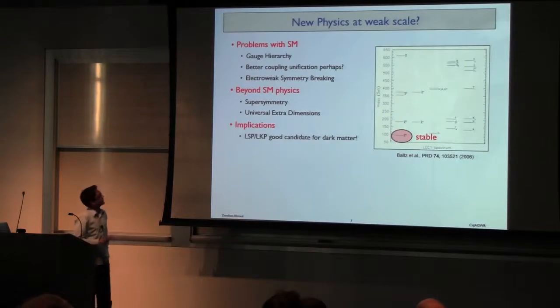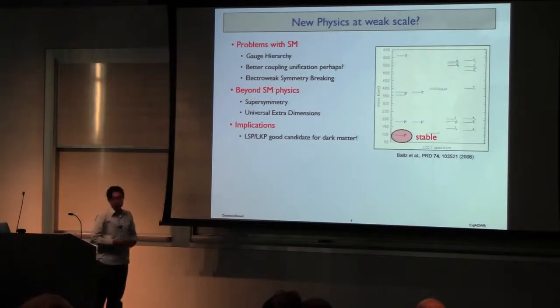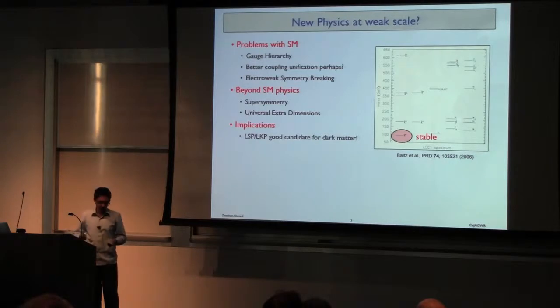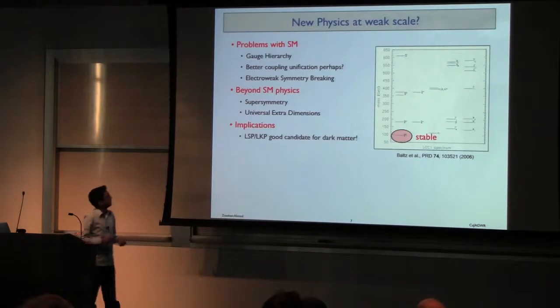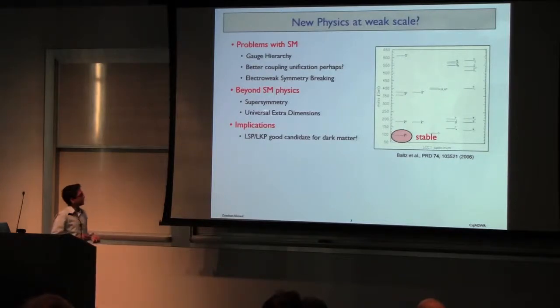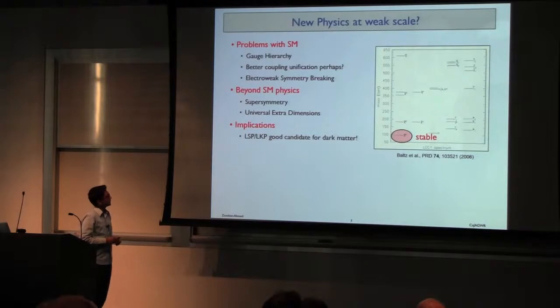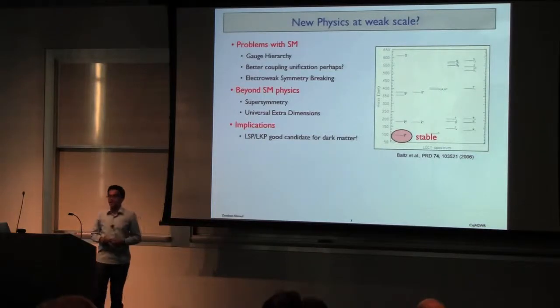There are issues such as the gauge hierarchy. We know that coupling unification doesn't really go to a scale and unify; all the couplings kind of miss each other. And we have questions about electroweak symmetry breaking, why that happens. A lot of physics models have been suggested to deal with these kinds of problems. And it turns out that in some of those models we produce particles, and here I mentioned the LSP and LKP, the lightest SUSY particle and the lightest Kaluza-Klein particle, as good candidates for dark matter.